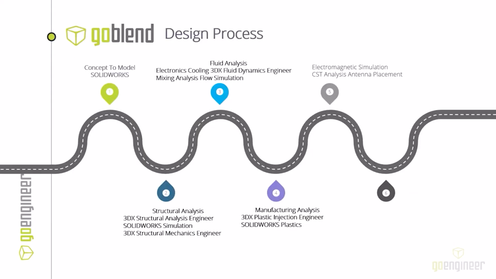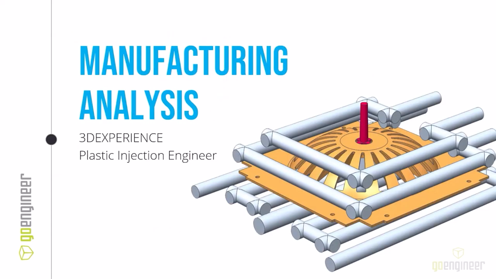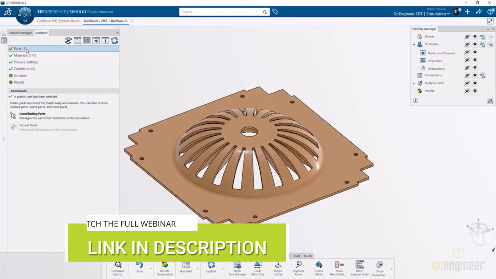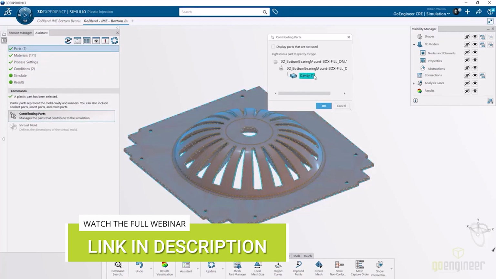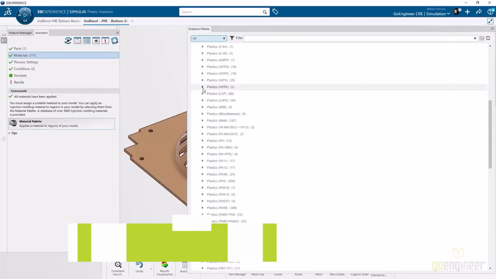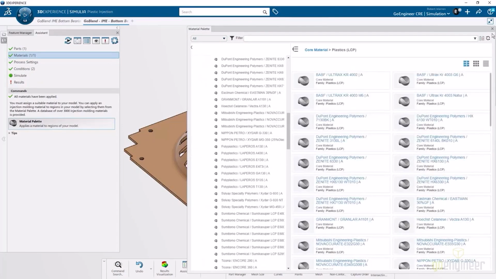So from fluid analysis, let's look at manufacturing analysis. And this is where we start looking at, can these plastic components be created? Now I'm using Plastic Injection Engineer to look at a simple fill analysis on that bottom bearing housing for the motor mount. This really just holds the shaft in place.